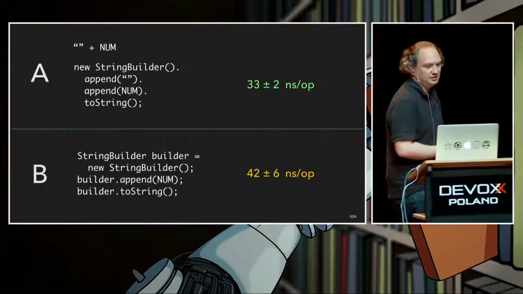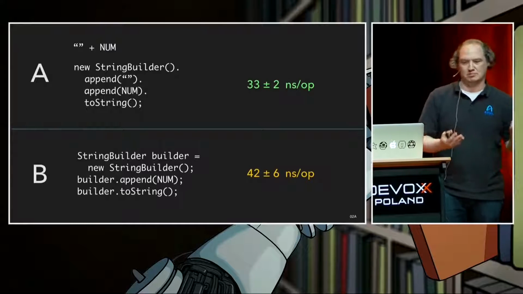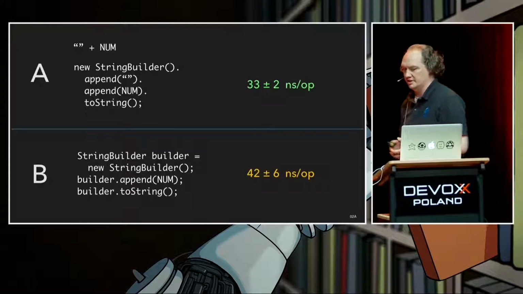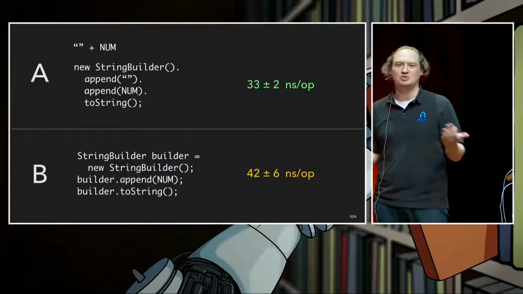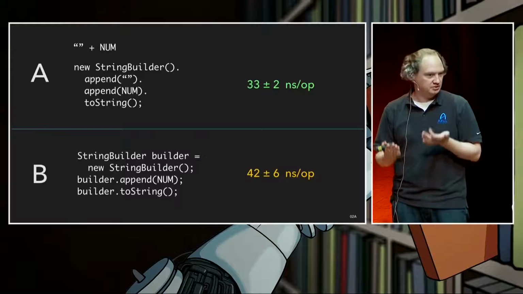In fact, concatenation is faster. And not by a tiny amount, at least in percentage terms. It's about 10 nanoseconds faster than the string builder. How does that make sense? How is 2 append calls faster than 1 append call? Well, the answer is we didn't do an append.